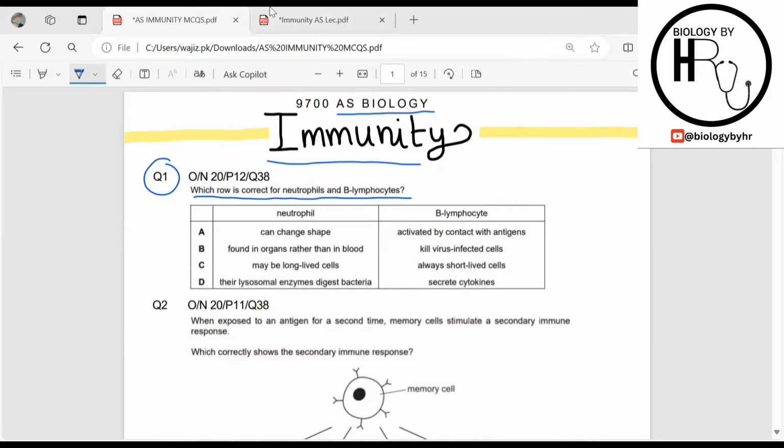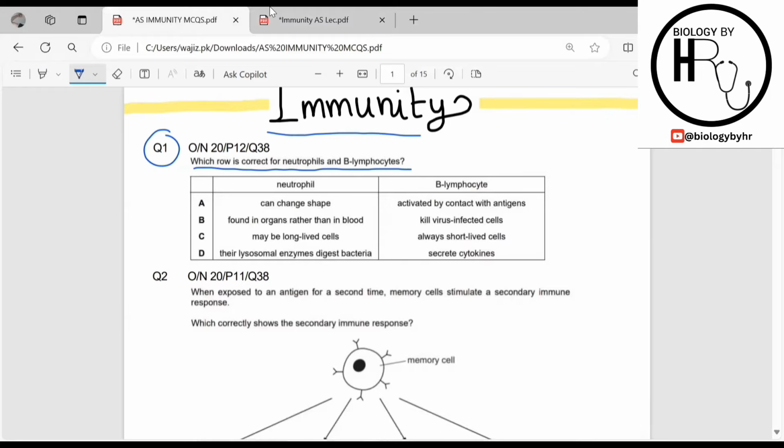Now, if we move back to the MCQ page, we can now more easily answer the MCQs. Which row is correct for the neutrophils and the B lymphocytes? We have just discussed that neutrophils can change shape, and B lymphocytes are activated by contact with the antigen. Obviously, B lymphocytes have the function to produce the antibody against a specific pathogen, and they do so when they come in contact with the antigen of the pathogen. So, we can say that option A is our correct answer.